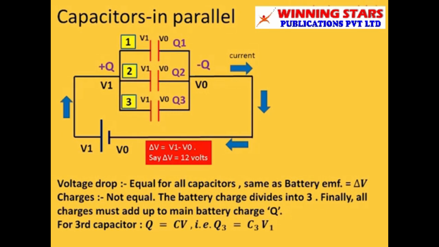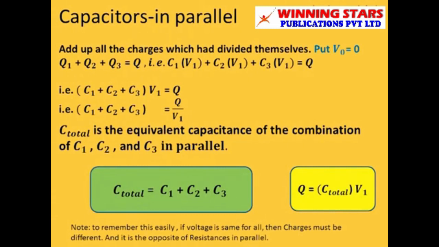So let's add up these individual charges. Q1 plus Q2 plus Q3 must be equal to the total charge supplied by the battery, which is Q. So C1 V1 plus C2 V1 plus C3 into V1 is equal to Q. So bracket the C1 plus C2 plus C3 together, and therefore you will get the equation that you see there, and C1 plus C2 plus C3 will be equal to Q by V1.